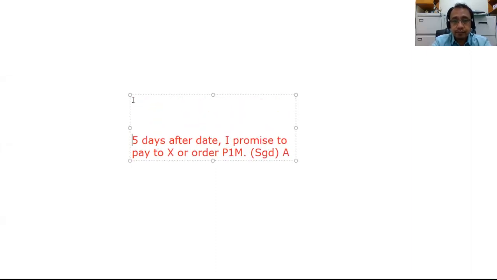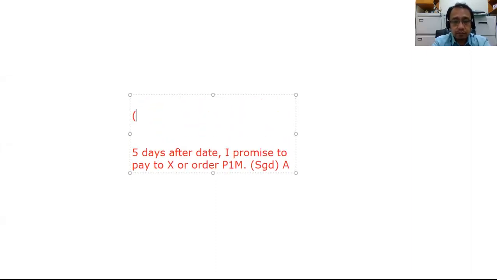There is no date of issuance of the instrument. So, no date of issuance. Wala. So, 5 days after date, I promise to pay X or order 1 million. Is it negotiable or non-negotiable? That is negotiable. A date is an omission which will not at all affect the negotiable character of your instrument. Okay?